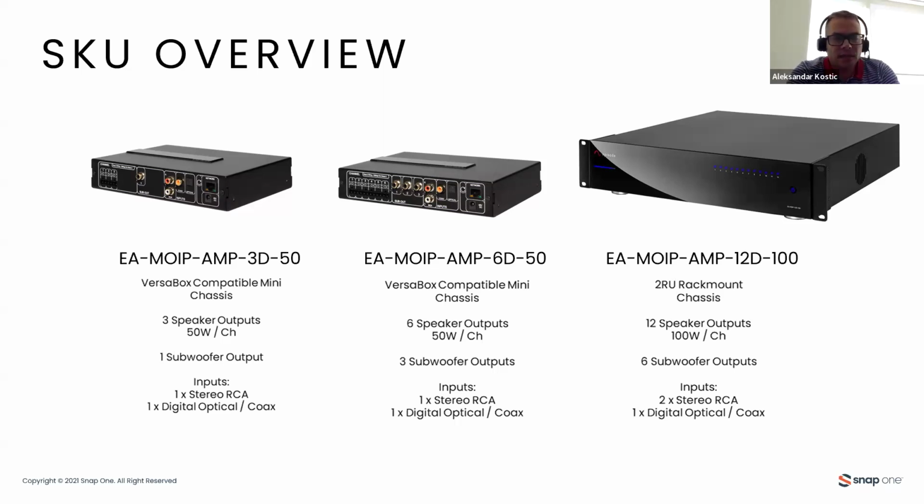The next in line is the 6-channel amplifier. Like the 3-channel amplifier, it also has the same total power budget of 50 watts. So just remember that the 3 and 6 channel MOIP amplifiers have a total power budget of 50 watts, which means they can be powered up as a PoE++ device. So you can have just the network cable powering those amplifiers.